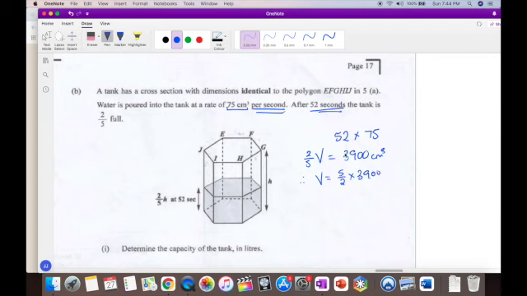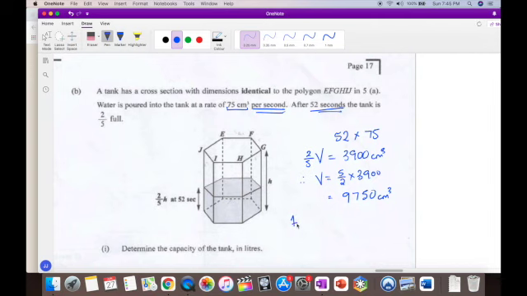When we carry the 5 across, it becomes multiply. When we carry the 2 across, it becomes divide. So now we have 3,900 multiplied by 5 divided by 2. And now we get 9,750 centimeters cubed. This is the full capacity of the tank, if the tank was full. So you see, we didn't even actually need the area, right? And so if this is the full capacity of the tank, in liters, what do we have?